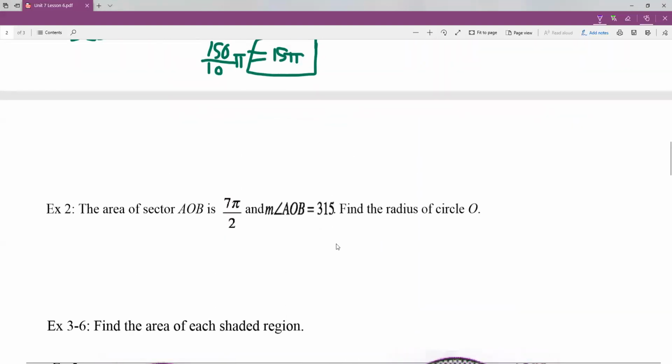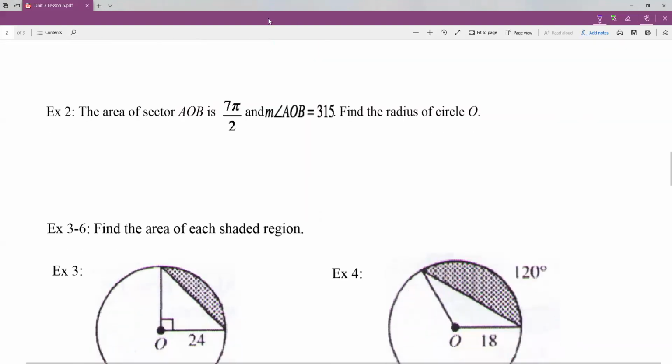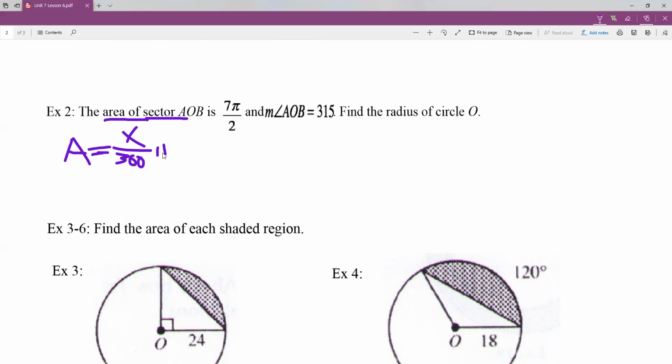All right, now example 2 is different. So for example 2, we are given the area of sector AOB, and the measure of the arc AOB is 315. We need to find the radius of circle O. So what I'm going to do is write out the equation just so that we have it. We are given the area of the sector, so the area of the sector is equal to x over 360 pi r squared.